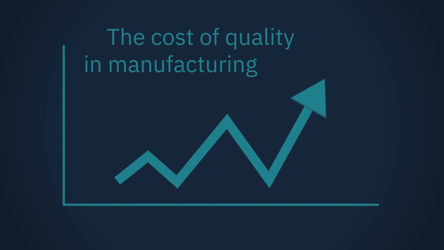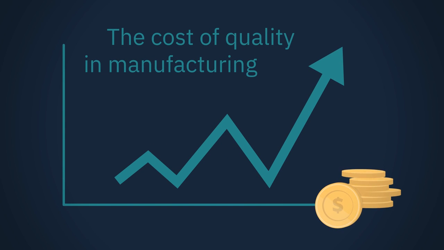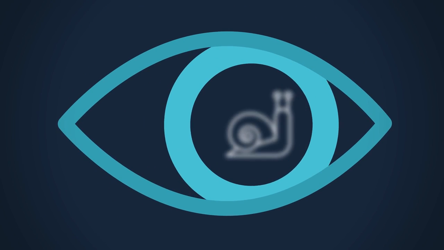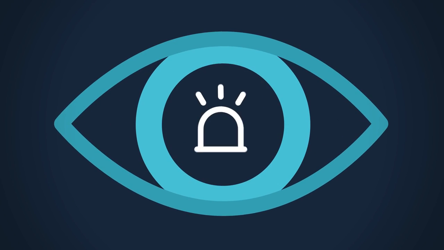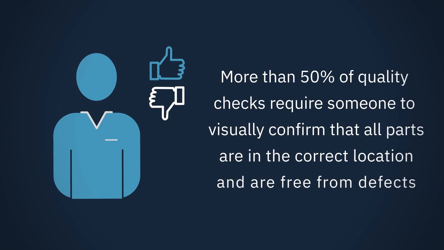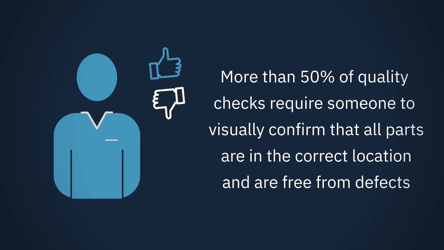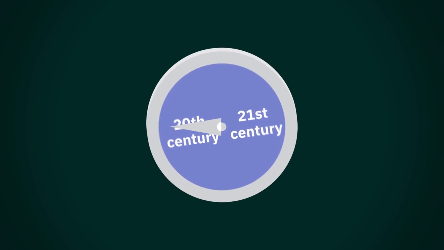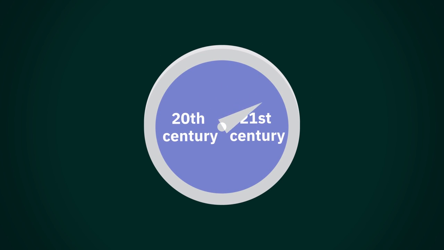The cost of quality in manufacturing is rising, and traditional methods cannot keep up. Manual inspections of products can be slow, costly, ineffective, and occasionally dangerous. More than 50% of quality checks require someone to visually confirm that all parts are in the correct location and are free from defects. Don't you think it's time to evolve operations into 21st century technology?